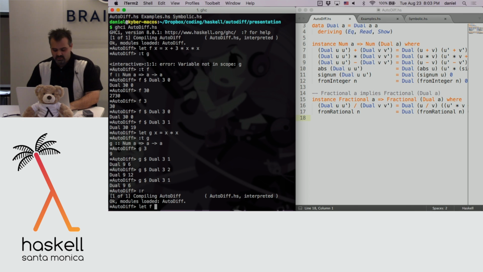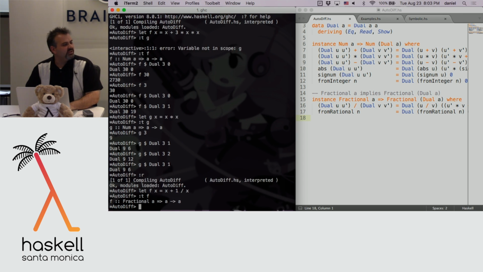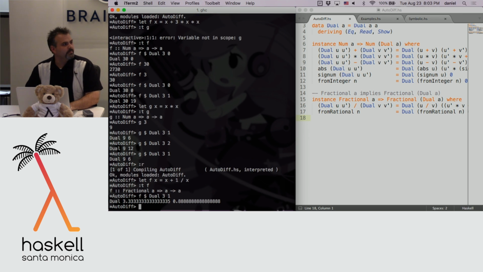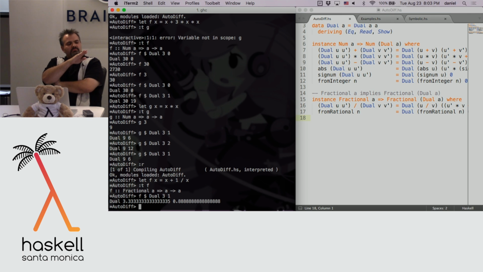Okay. We can have division in our functions now. Let's say x plus 1 over x, and the type of f is fractional. And we can just apply f to a dual number. The claim here is that the value of the function at x equals 3 is 3 point whatever, and that the slope at that point is 0.8888. Is it? Yeah, it is. We can verify it, but it is.